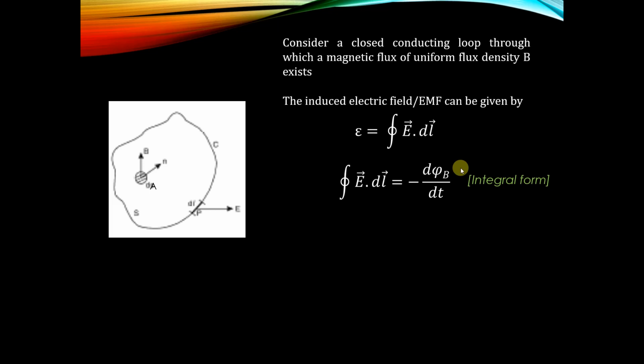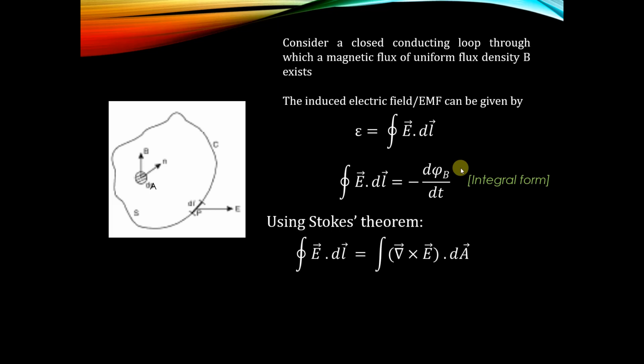Let's get the differential form. For that, we need to bring in the Stokes theorem. We have to apply the Stokes theorem. So Stokes theorem says closed integral E dot dl is equal to integral of curl of E dot dA. So instead of closed integral E dot dl, we are going to get integral del cross E dot dA. So we can write integral del cross E dot dA is equal to minus d by dt of the magnetic flux.